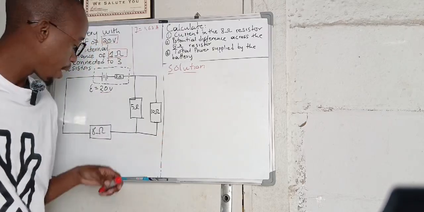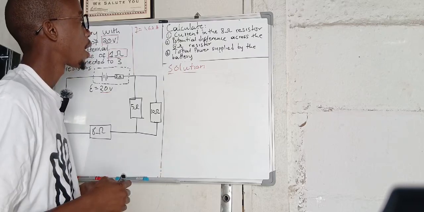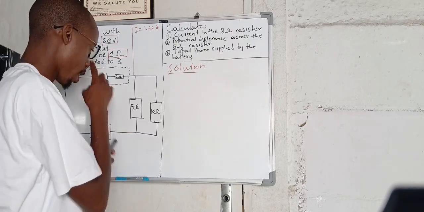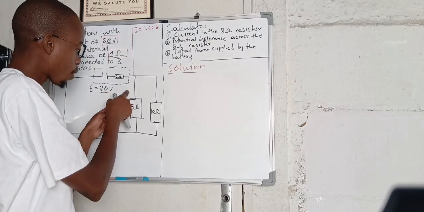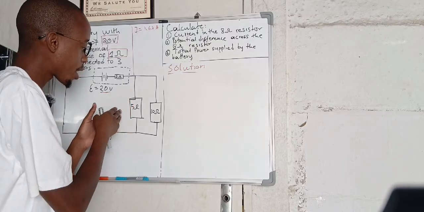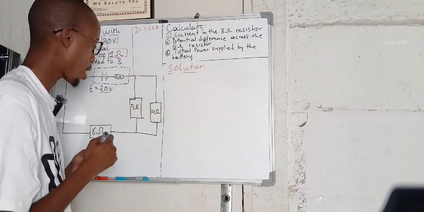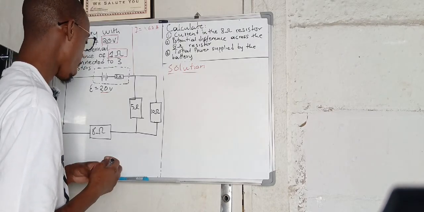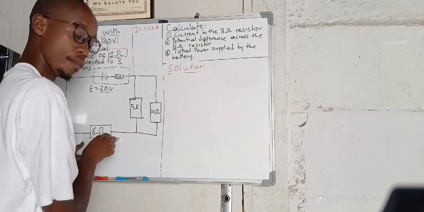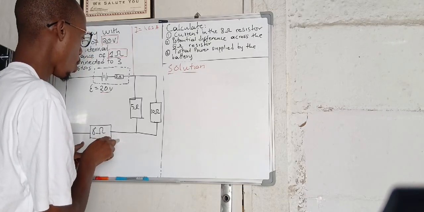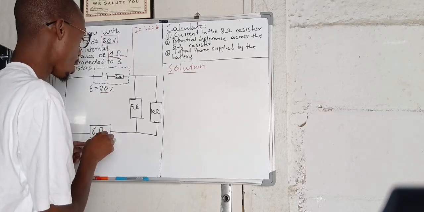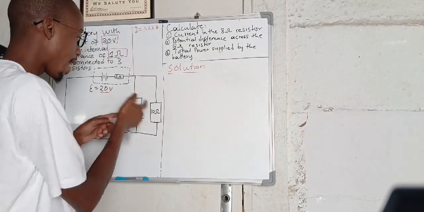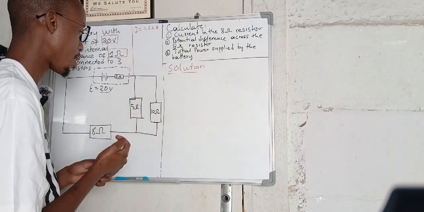So question number 2 reads, calculate the potential difference across the 5 ohm resistor. Now let's check. The potential difference across the 5 ohm resistor is basically the potential difference of the parallel circuit. So what can I do? Maybe I can find the potential difference here and then subtract it from the EMF, and the one that is left is going to be the potential difference of the parallel part.